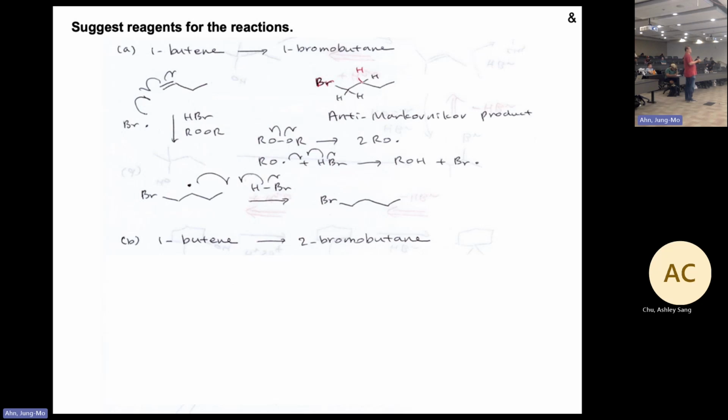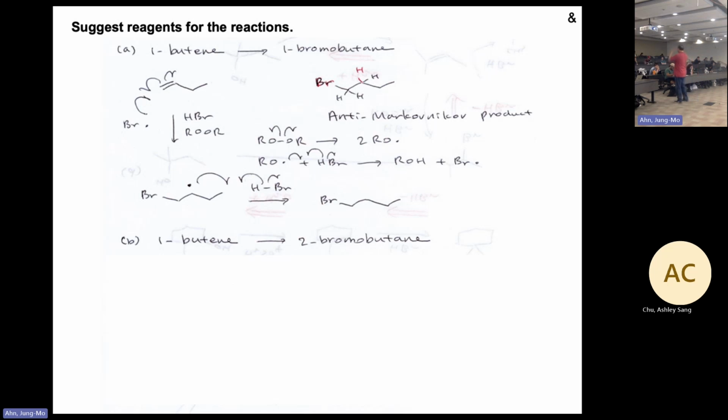1-butene to 1-bromobutane. So 1-butene has a double bond in the 1 position, so you get the more substituted side and the less substituted side. In the product, you add a bromine, and it goes to the less substituted side, right? Bromine goes to the less substituted side.